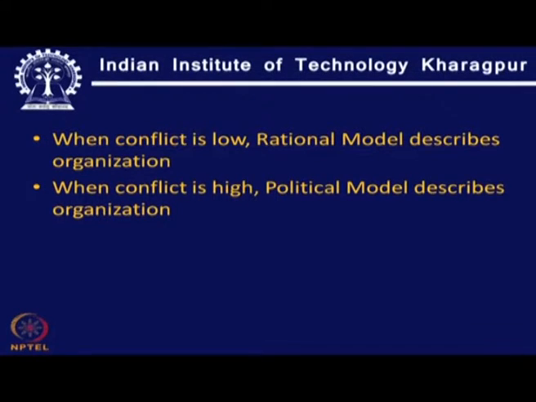So when the conflict is low in the organization, we go for a rational model. The rational model describes the organization as a traditional model, hierarchically arranged. There is a proper organizational structure, there is a proper information flow in a linear path, and all these things are called having a rational model for the organization. But when conflict is high, the political model describes the organization.